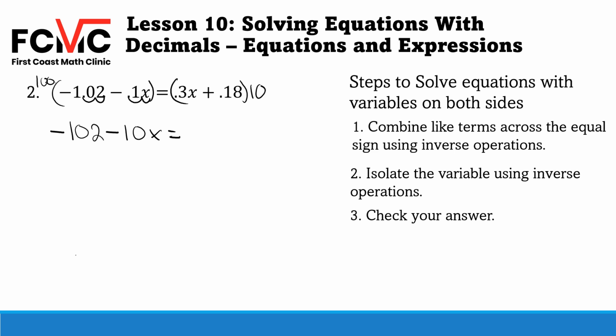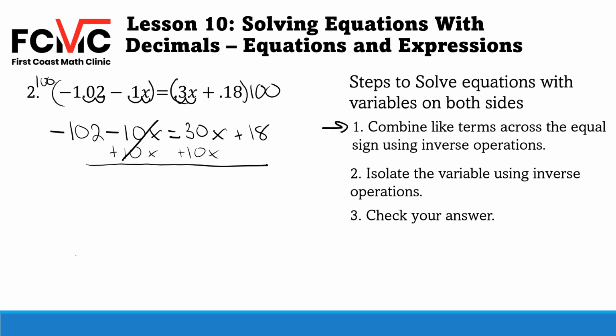So multiply by 100 on the right side. So this decimal is going to move 2 places. So that's 30x plus 18. All right, now we have an equation with no decimals, and we could start solving by combining our like terms. So I'm going to add 10x and add 10x. 10x is canceled out.